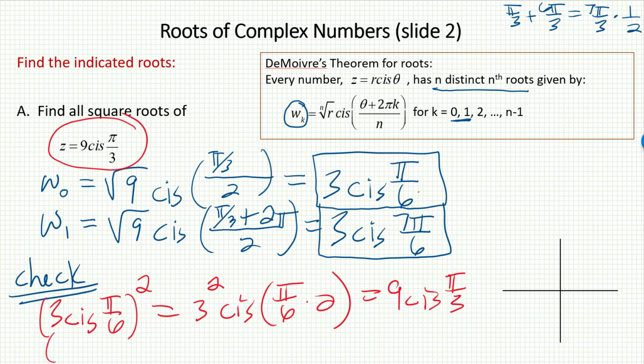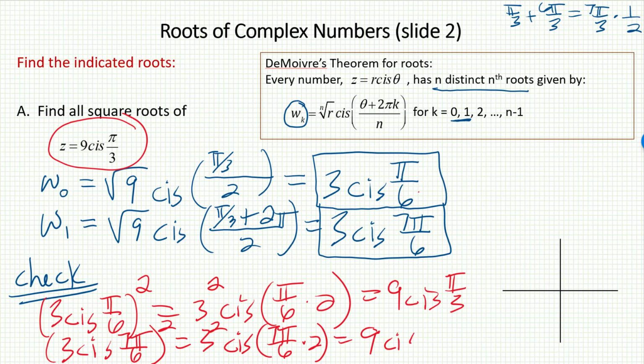Well, how could that same thing work on the other one as well? Take a look. 3 cis 7 pi over 6. Let's say I wanted to square that. Well, square the 3. Multiply the 7 pi over 6 times 2. That gives me 9 cis 7 pi over 3. But 7 pi over 3 is too large. It's bigger than 2 pi. I would subtract out 2 pi, in other words 6 pi over 3, and when I do that, I land right back there at 9 cis pi over 3. And so our answers are correct.